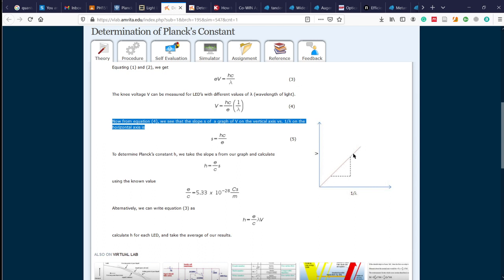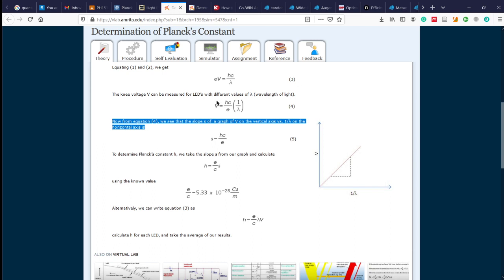Now we have taken an arbitrary point from that line that shouldn't be any of those 4 points. That should be a different point on the line. One line has numerous points, so you can take any point. From here to here is called delta v, and this is called delta 1 by lambda. When we divide this by this, we get a slope, and this slope is nothing but v over 1 by lambda.